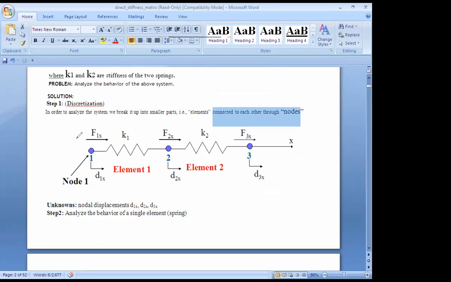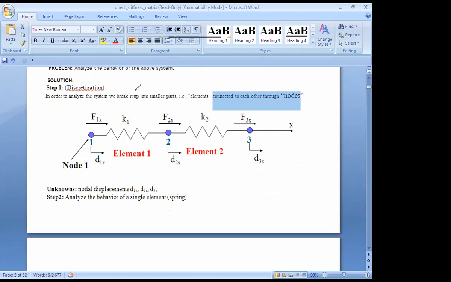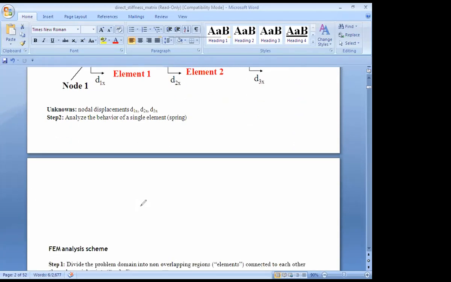So break up the larger system into smaller parts. We call that discretization. The smaller parts shall be called the elements, and they are connected to each other through what we call nodes. And our goal is to determine the displacements d1x, d2x, and d3x. So step 2 is to analyze the behavior of a single element. So let's look at a single element or a spring, and then we analyze its behavior.